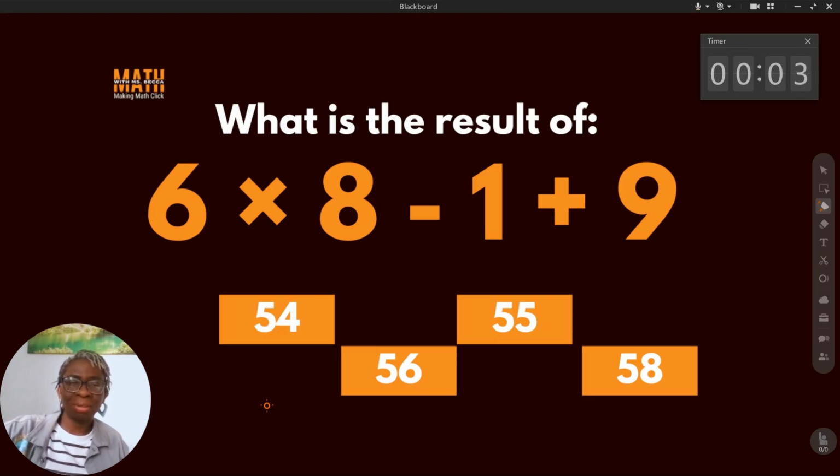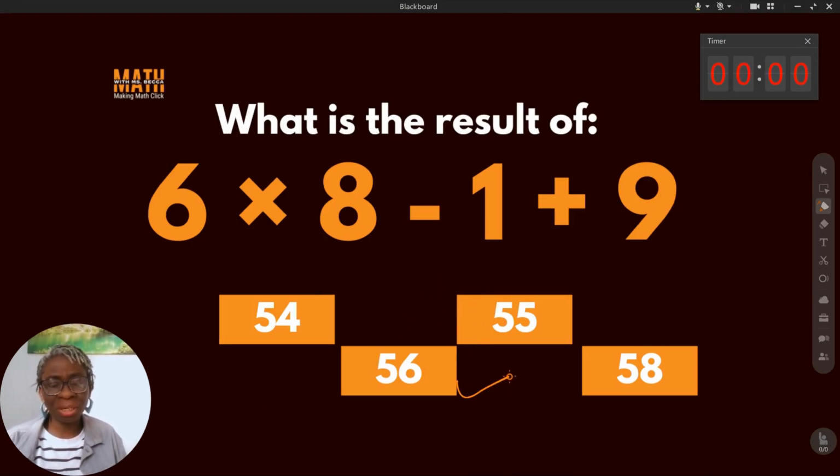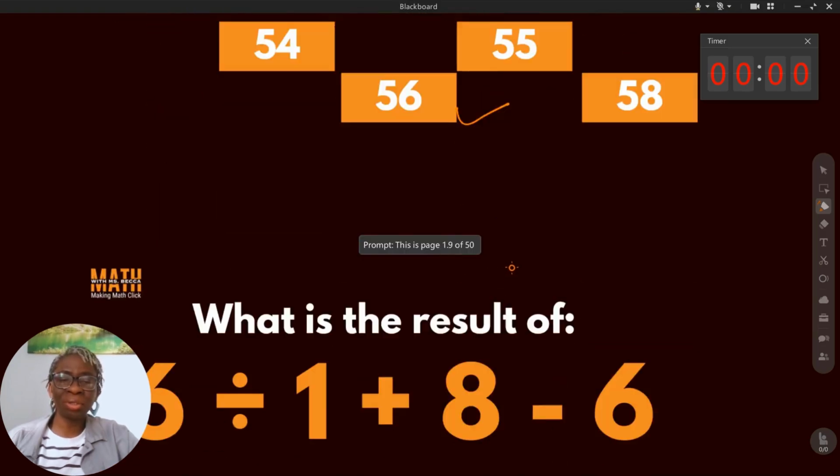3, 2, 1, time up. And the answer is 56. Wait till the end for the solution.